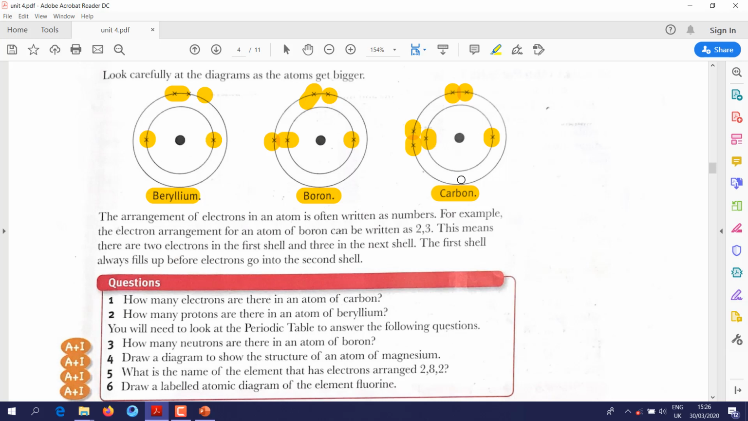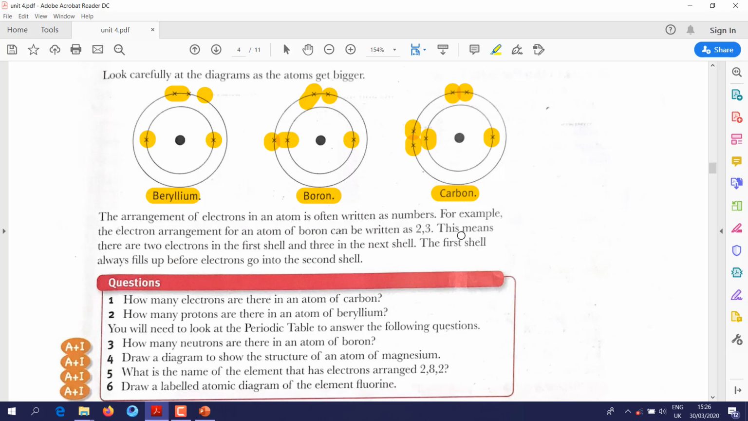But if you have an atom with more than 2 electrons, what will you do? You will draw the first shell, you will put 2 electrons, and if you have more, you will go to the next shell. The next shell can hold up to 8.